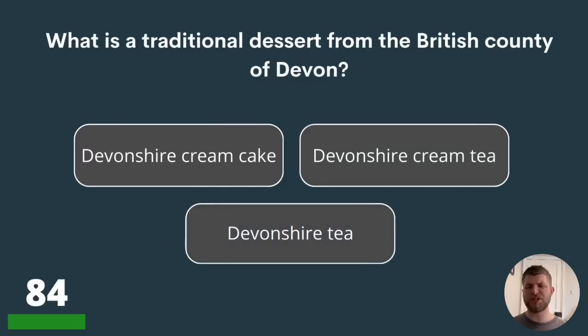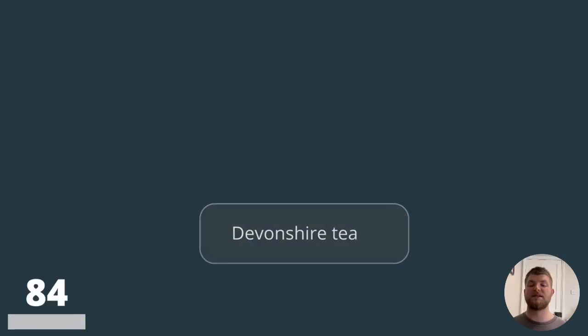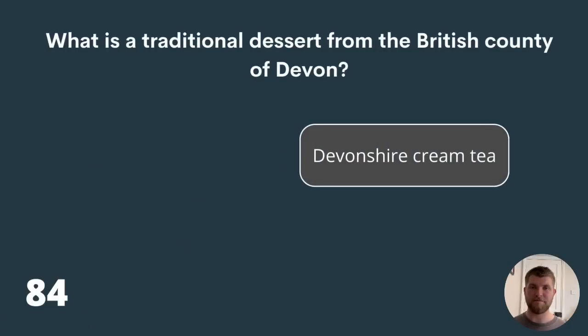What is a traditional dessert from the British county of Devon? Devonshire cream cake, Devonshire cream tea, or Devonshire tea? The answer is Devonshire cream tea.